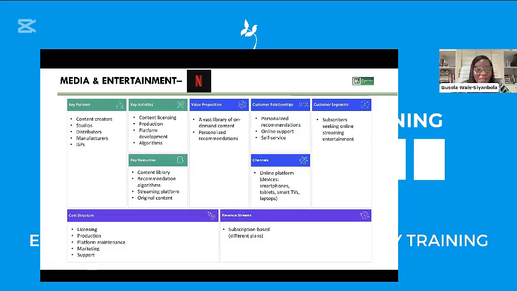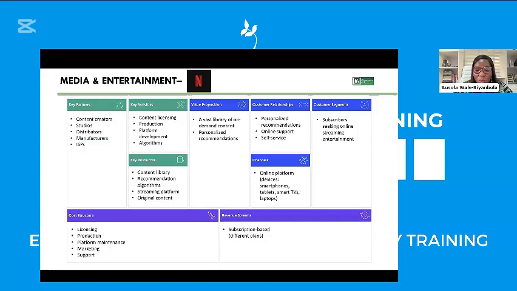You can see under their key partners, they've identified content creators, studios, distributors, manufacturers, and of course, the ISPs. Now, for key activities, you have content licensing. These are the things that they need to do. Remember the earlier definitions that we gave. So the things that they need to do to operationalize their business model. Production needs to happen, platform development, and of course, you have to create algorithms.